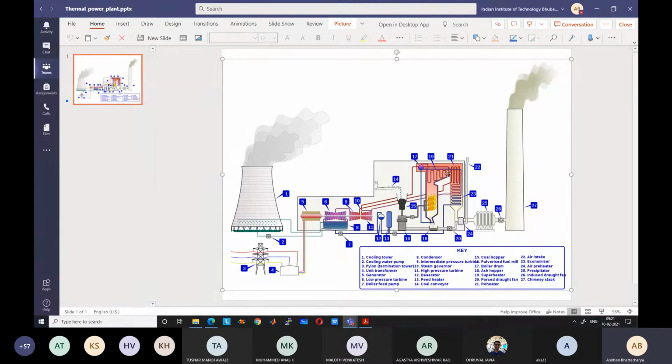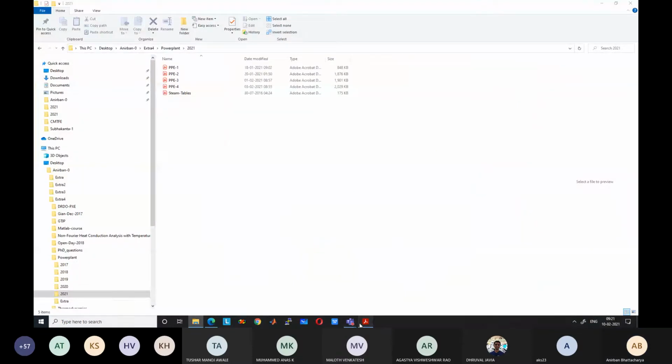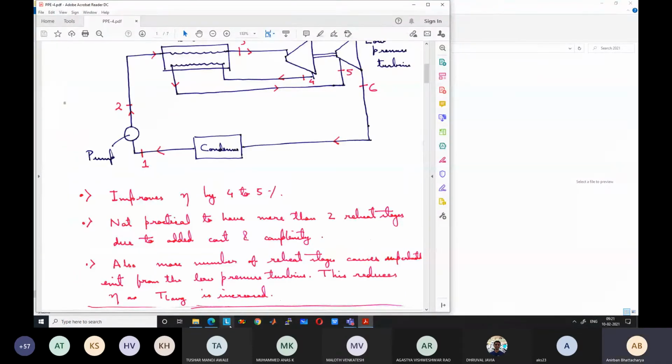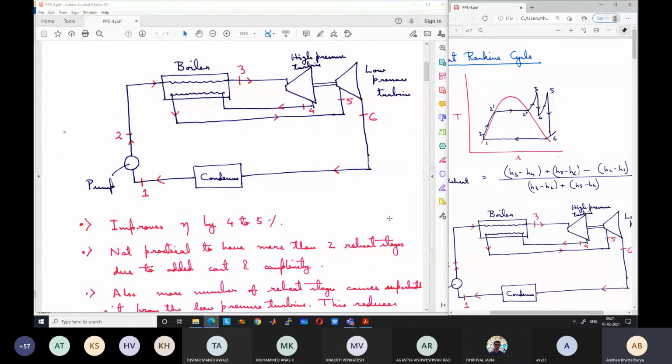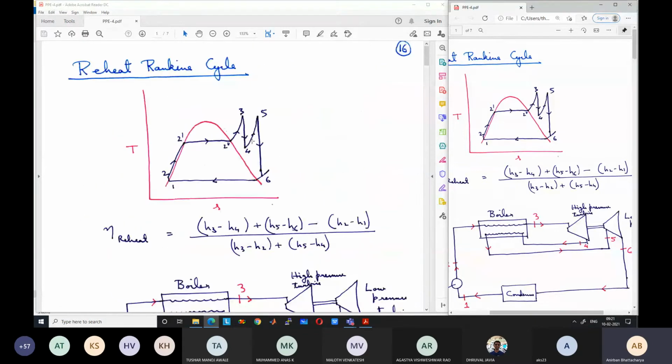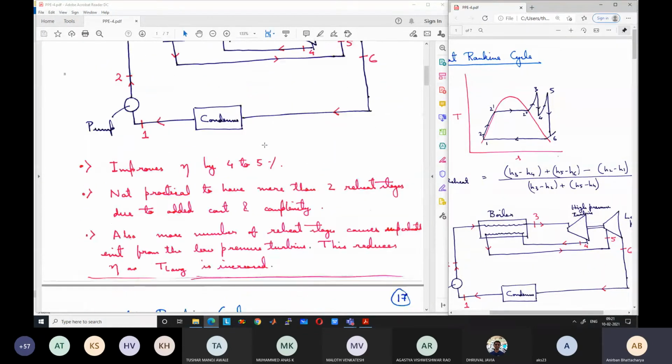This is a very large device and it increases the cost of the equipment, or the capital cost of the entire equipment. So we do not typically have more than 2 reheat stages. Addition of reheat stages will increase the efficiency, but if you keep on increasing the reheat stages, it will increase the cost. That is one point.